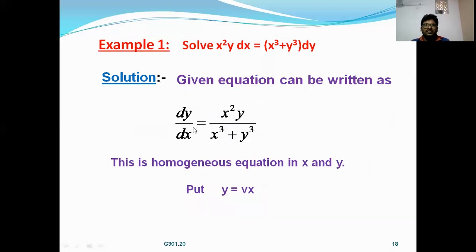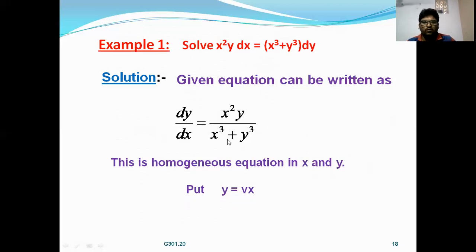This can be written as dy by dx is equal to x square y divided by x cube plus y cube. This is a homogeneous function in x and y. How? See the numerator: you will have x power 2 and y power 1, so the total power is 3. In the denominator, you will have power 3. Numerator power and denominator power are equal, so you cancel that, then the degree of the homogeneous function is 0. That's why this is a homogeneous function.